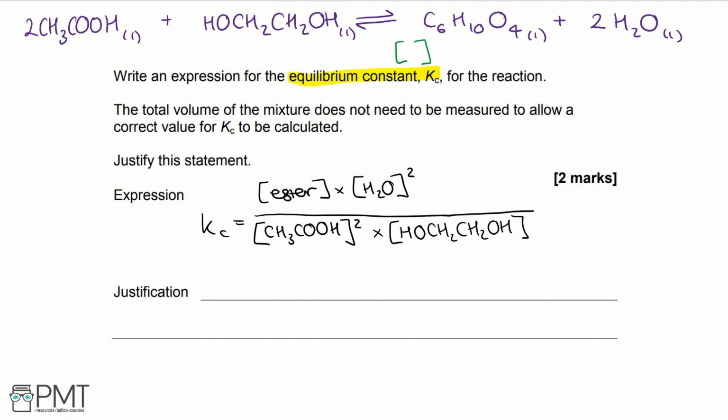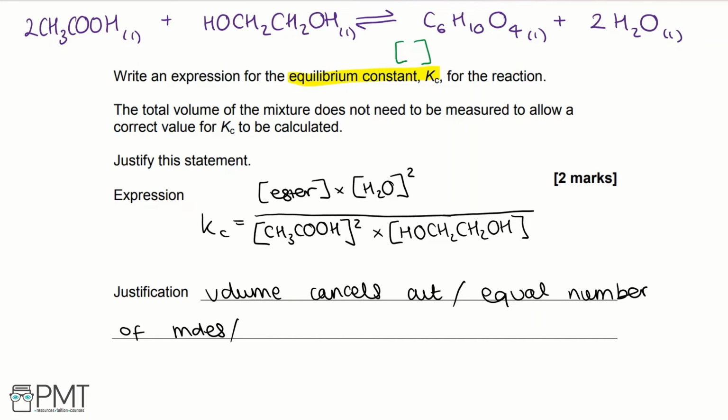Now we need to justify why we don't need to calculate the total volume for the mixture in order to calculate Kc. So there are two main reasons why you don't need to calculate volume for this mixture in order to calculate concentration for Kc. And that's because the volumes are going to cancel out in this expression. The other reason is because you have an equal number of moles or molecules on each side of the equation.